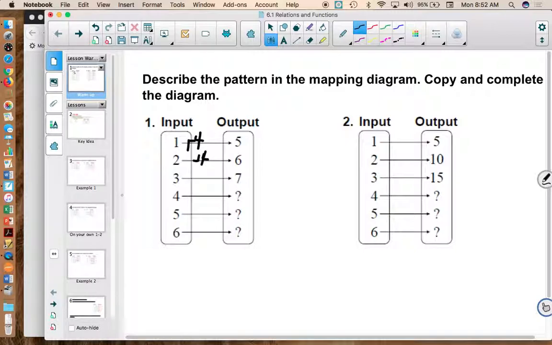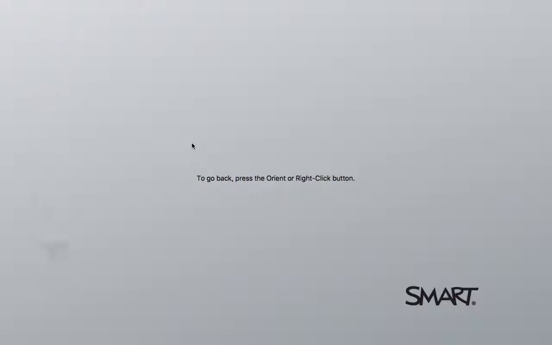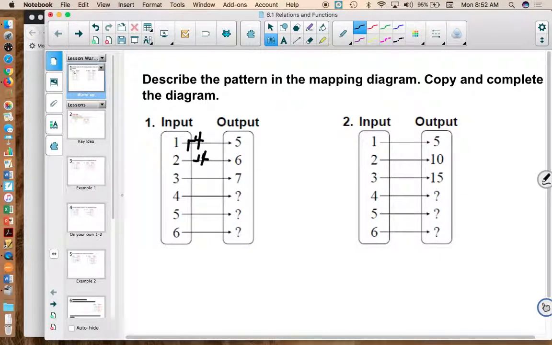Let's try to calibrate it again. So they're adding 4 every time. Does the rest of you agree with that? Okay. And 3 plus 4 is 7. And 4 plus 4 then is 8. And 5 plus 4 is 9. And 6 plus 4 is 10.